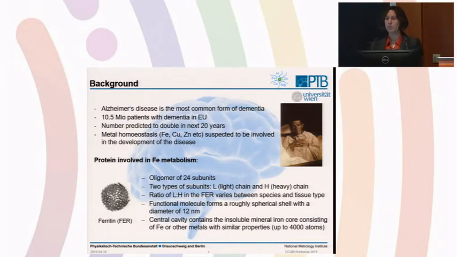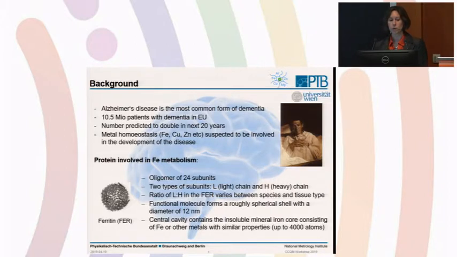So Alzheimer's disease, as you very well know, is the most common form of dementia, and about 10.5 million patients have dementia in the European Union at the moment, and the number is predicted to double in the next 20 years, so it's a very pressing issue and a health issue. And metal homeostasis is thought to be involved in the development of the disease, especially iron, copper, and zinc, and also aluminum.